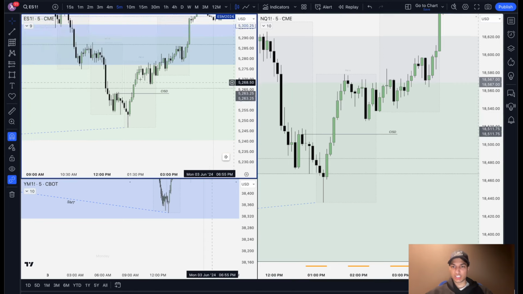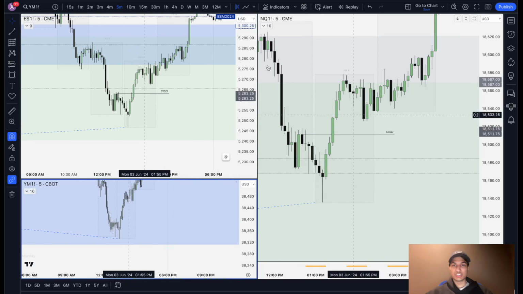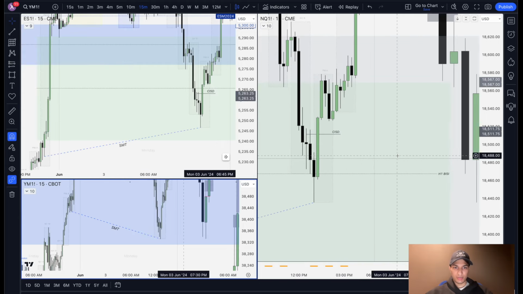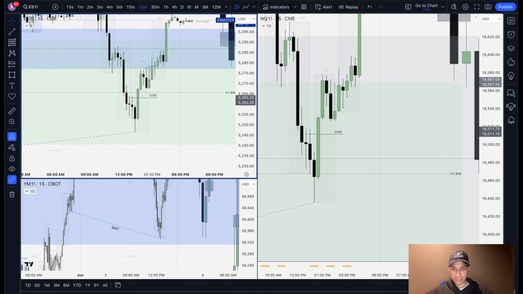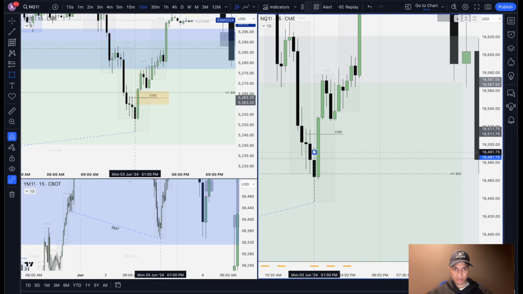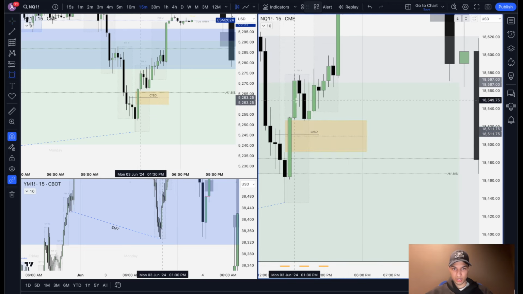Now, when I see a large displacement leg like this creating multiple 5-minute gaps, my mind intuitively goes, okay, I want to find the time frame in which there's one fair value gap in here to see if we retrace into it. So I'll go to the 15-minute chart. And for me on the 15-minute chart, what I see is very nice. I see this nice 15-minute fair value gap right here and 15-minute fair value gap right here. Now, I also see this much smaller 15-minute fair value gap right here as well.